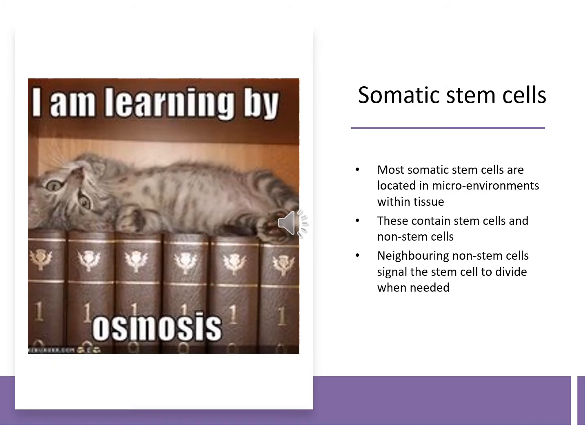Somatic cells are located in little microenvironments within the tissue. They contain both stem cells and non-stem cells. And the neighboring non-stem cells send out a chemical signal that tells the stem cells they need to divide when they are needed.